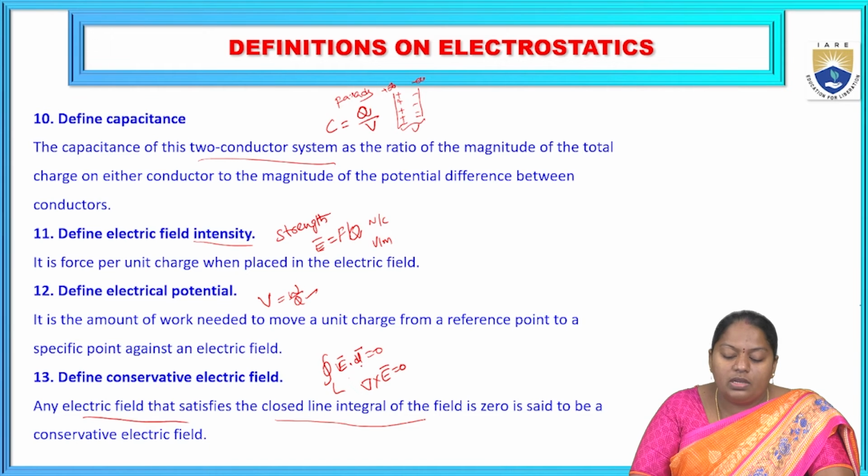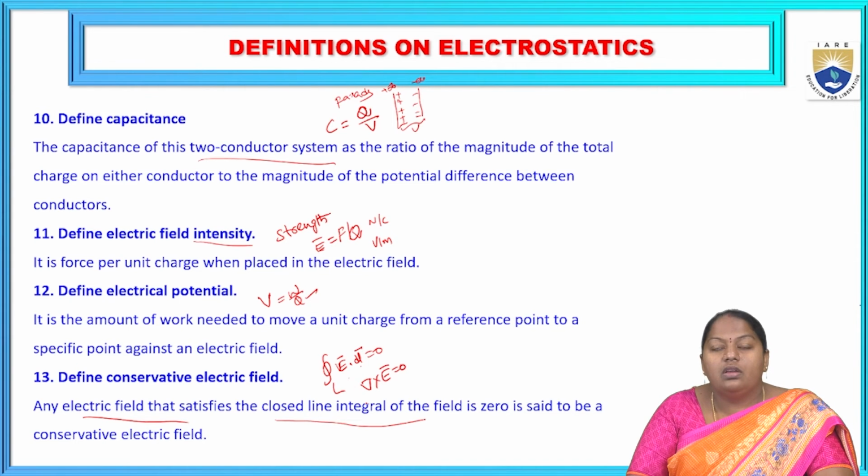Sometimes we consider the conservative electric field mathematical equation in the differential form or the point form, and we write it as del cross E bar equal to 0. By proper application of Stokes theorem, when the closed line integral of the field is 0, it becomes del cross E bar equal to 0. So this is the definition related to the conservative electrostatic field.